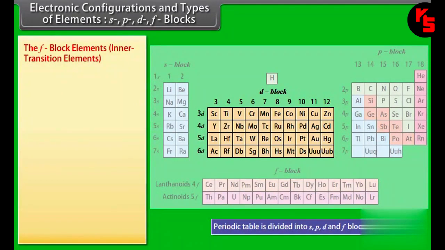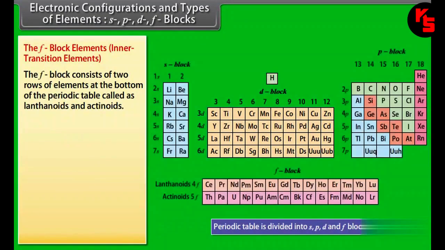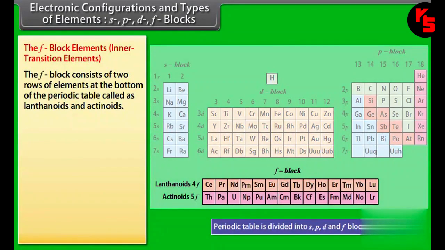The f block elements, inner transition elements. The f block consists of 2 rows of elements at the bottom of the periodic table called lanthanoids and actinoids. Their general electronic configuration is given. Metals, nonmetals and metalloids.